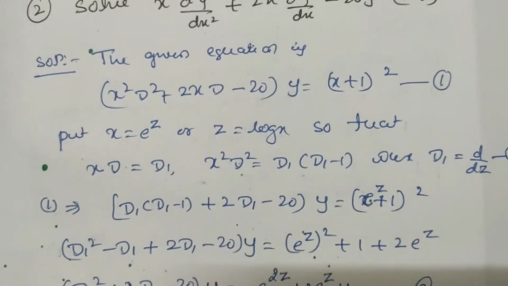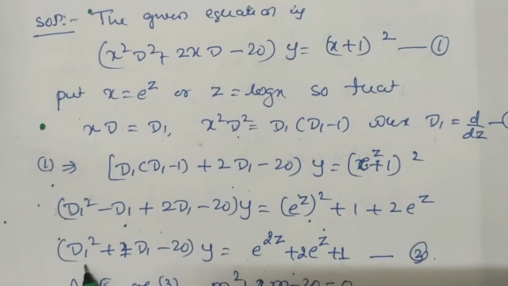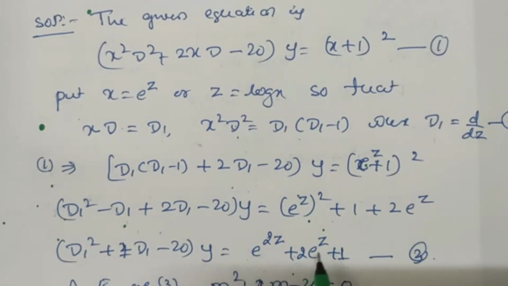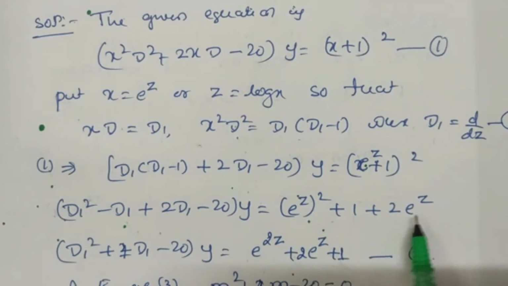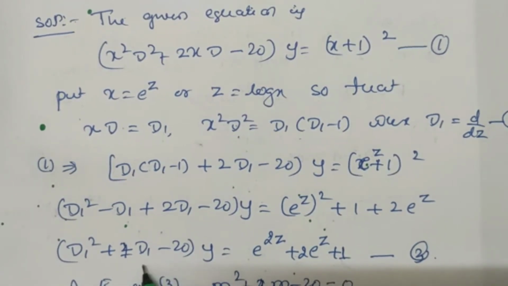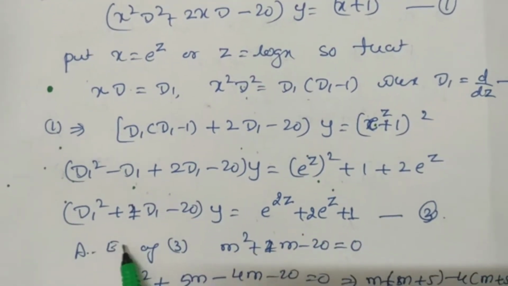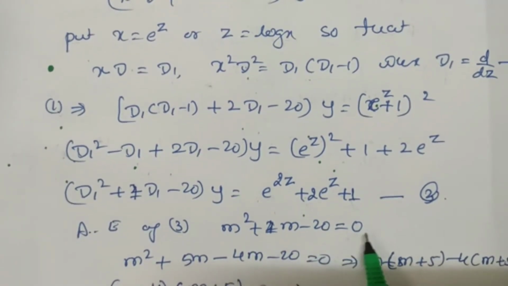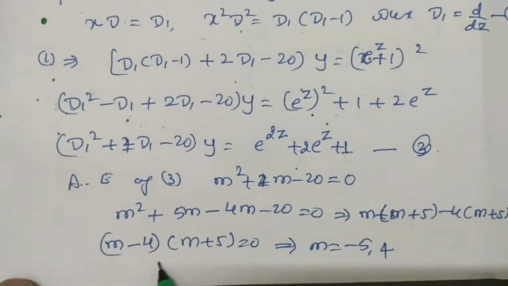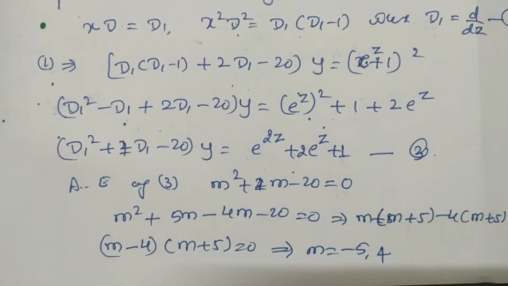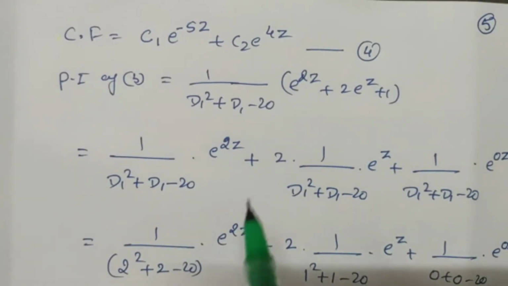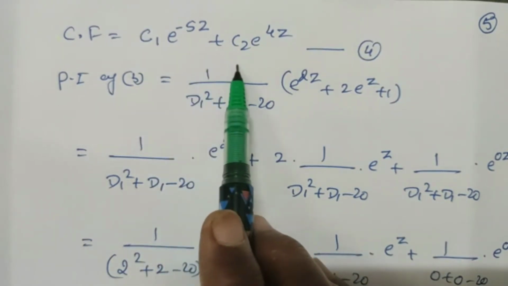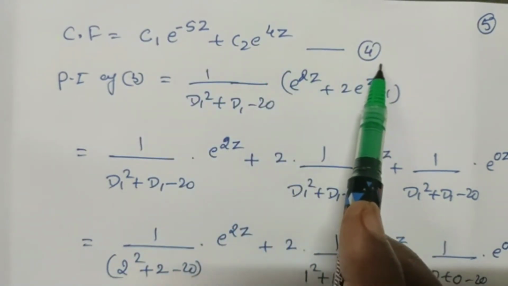Open this bracket and simplify, you will get (D1 square plus D1 minus 20) of y is equals to e raised to 2z plus 2 e raised to z plus 1. This is (a plus b) whole square: (e raised to z) whole square plus 1 plus 2 e raised to z. Now you have to solve this one. The auxiliary equation here is m square plus m minus 20 equals 0. Factor this, you will get m equals 4 and minus 5. The complementary function is c1 e raised to minus 5z plus c2 e raised to 4z. Take this as equation number 4.